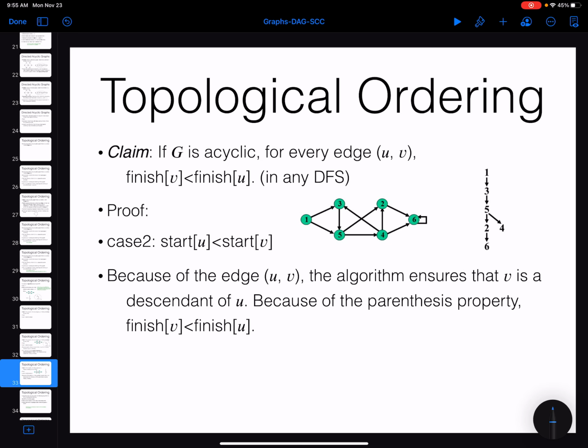The other case is that if the start time of U is smaller than the start time of V, it means that you are going to visit V either through U or through some path starting from U. Okay, so the start-finish interval of V is going to be completely covered by U. Something like this, that the start-finish time of 6 was completely covered by 2, 4, 5, 3, 1, all of these nodes.